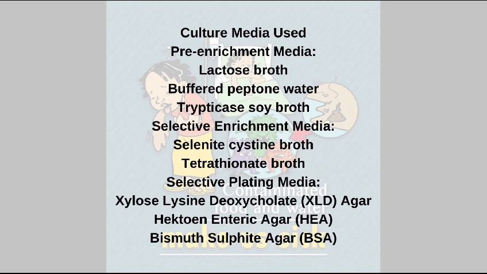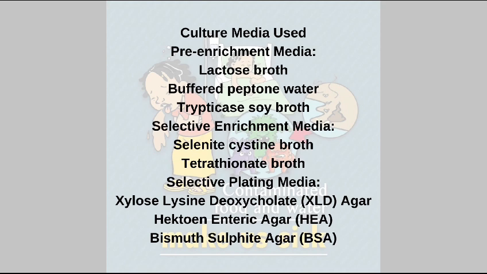selenite cystine broth, tetrathionate broth, xylose lysine deoxycholate agar, hektoen enteric agar, bismuth sulfite agar, TSI, that is triple sugar iron agar, lysine iron agar, urea broth, phenol red dulcitol broth, phenol red lactose broth, tryptone broth, casein broth, malonate broth, buffered glucose for VP and MR test, brain heart infusion broth, and buffered peptone water.